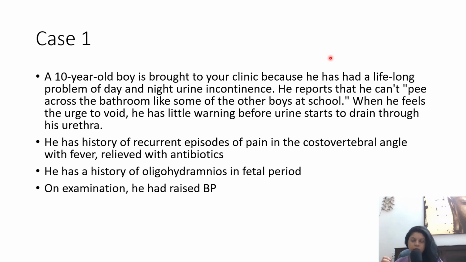He reports that he can't pee across the bathroom like some of the other boys at school. Boys usually try to do this, to see how far their urine can go. That just tells about the force that a male can put during urination. If the proper force or distance is not covered, then there is some urinary pathology. When he feels the urge to void, he has little warning before urine starts to drain through his urethra. That is, he cannot control his bladder.